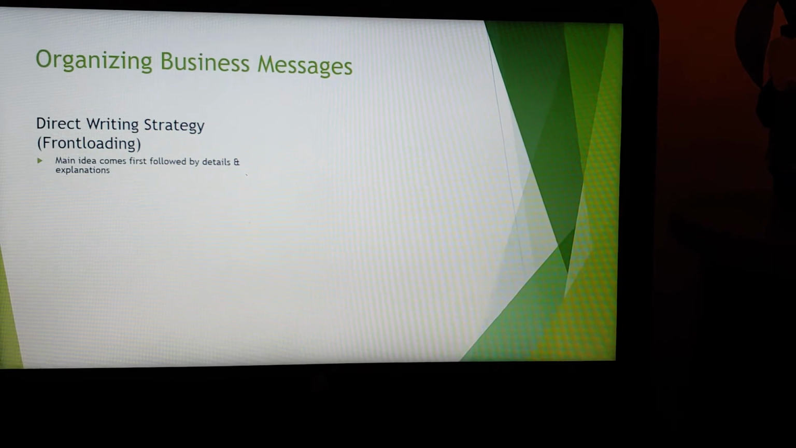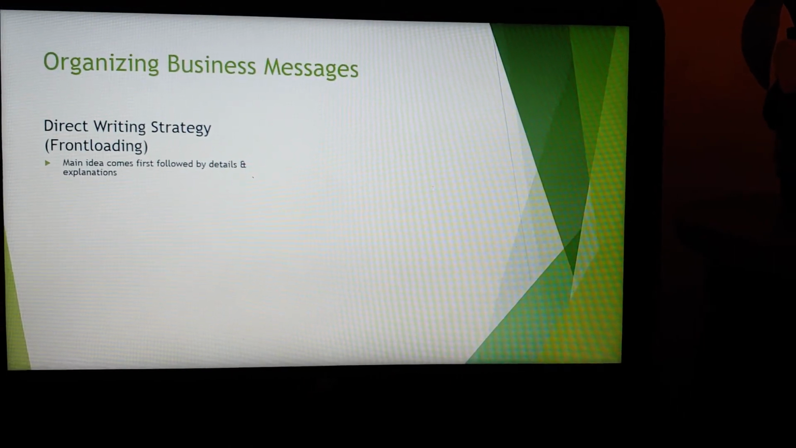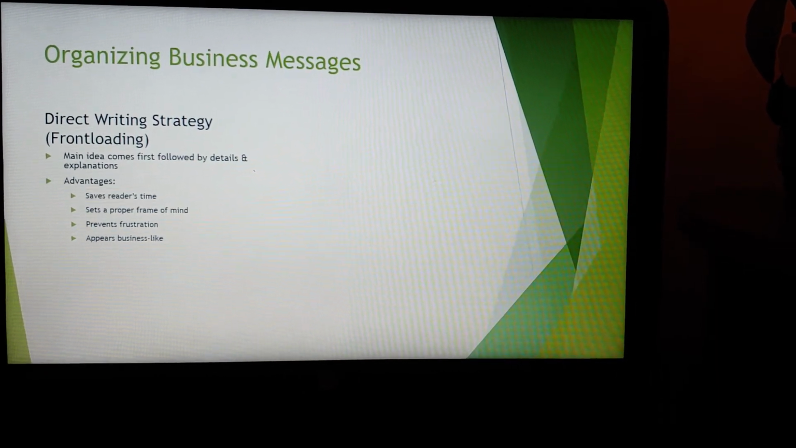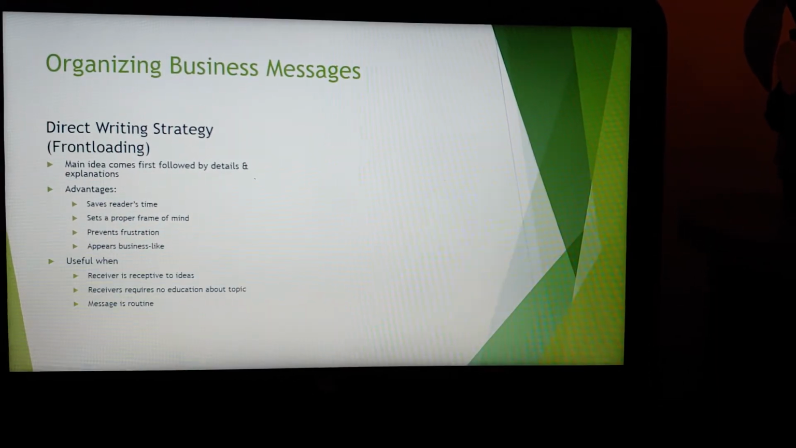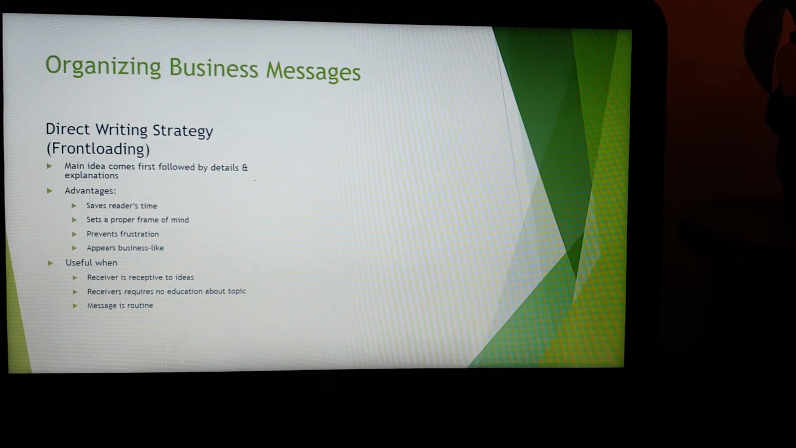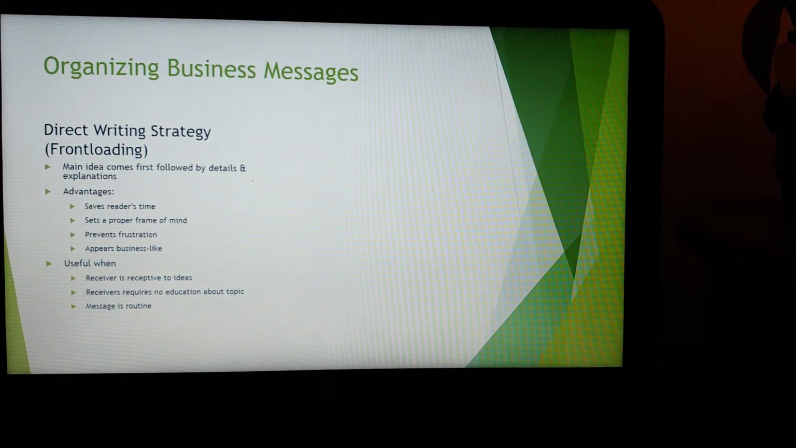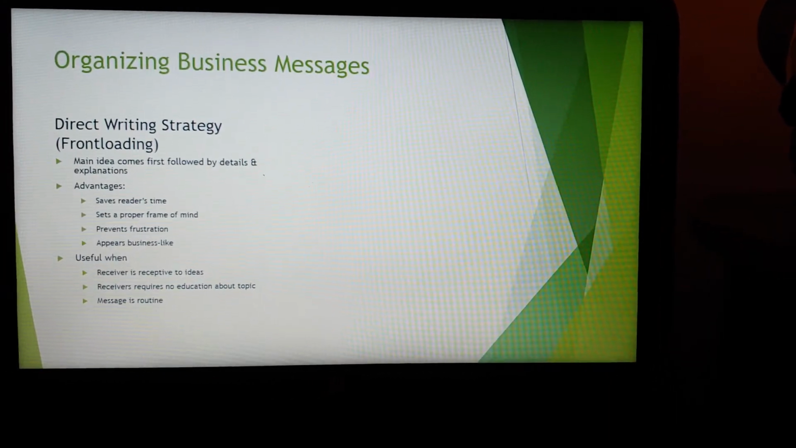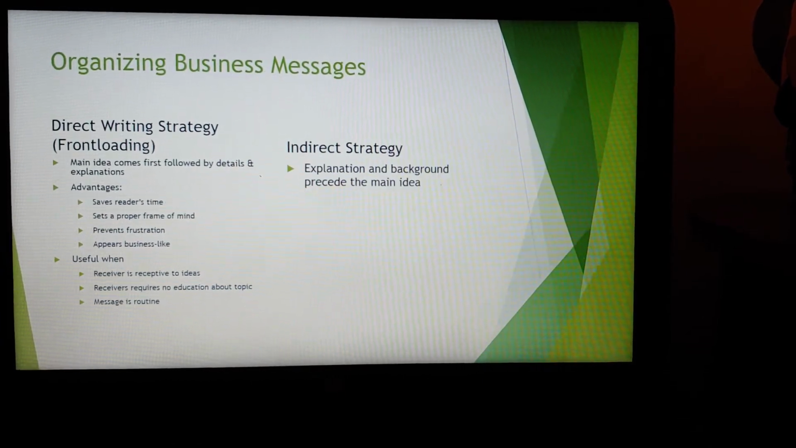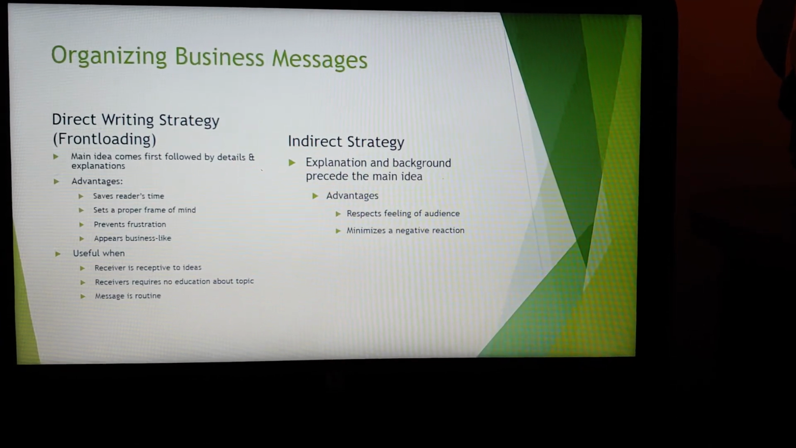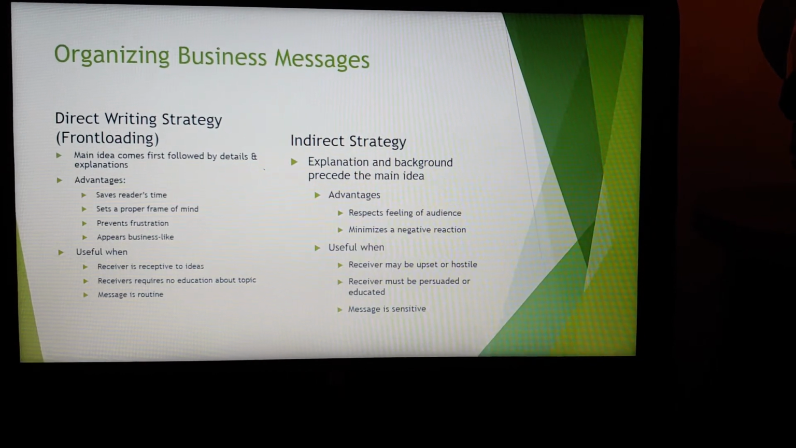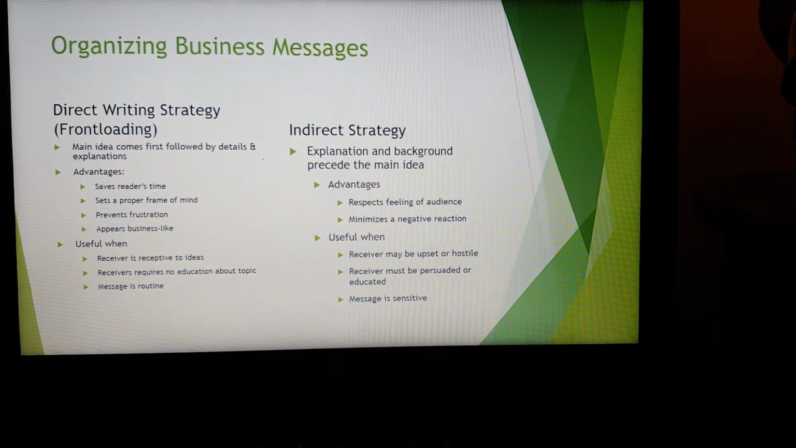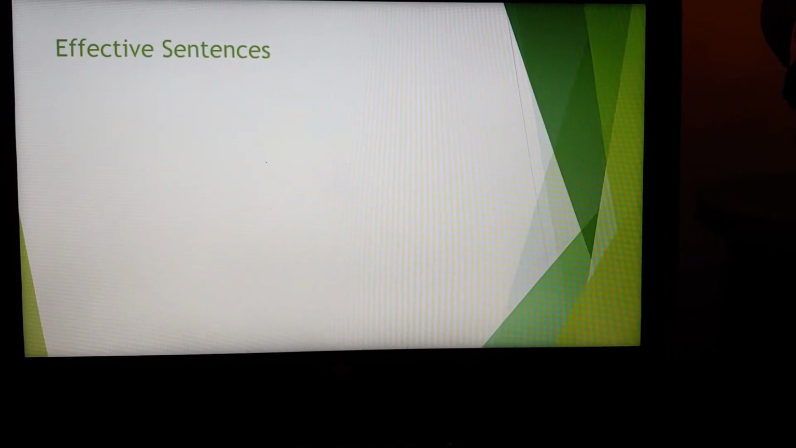We are going to use the front-loading direct writing strategy for about 90% of our written correspondence for the project. The advantages are listed right there. It's useful when the receiver is receptive to the idea, or it's not really anything they need additional education on, or the message is just routine in nature. The indirect strategy is great when you have to convey a message that might be sensitive, or when you need to persuade the reader, or when the reader might be hostile or upset.